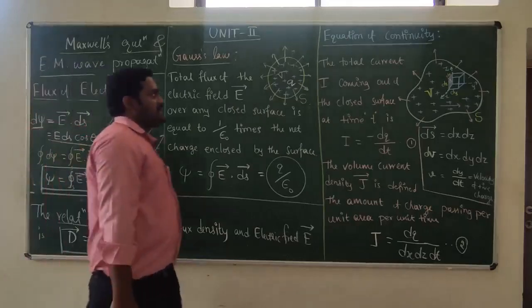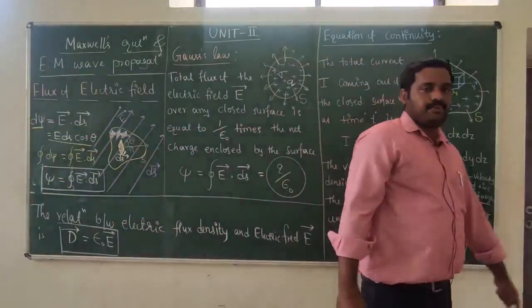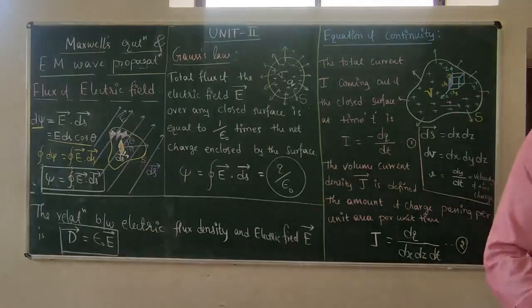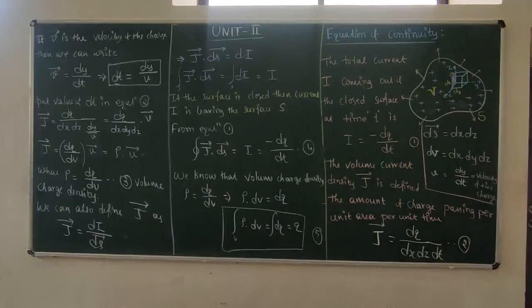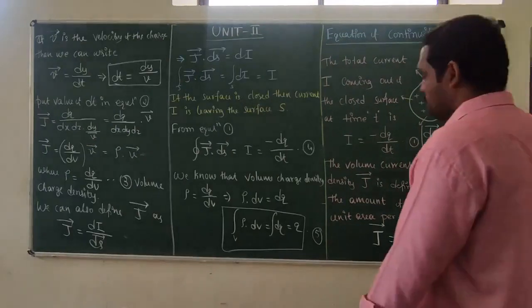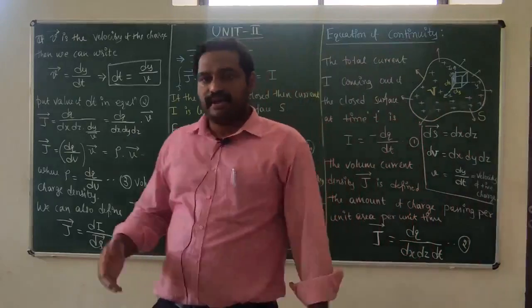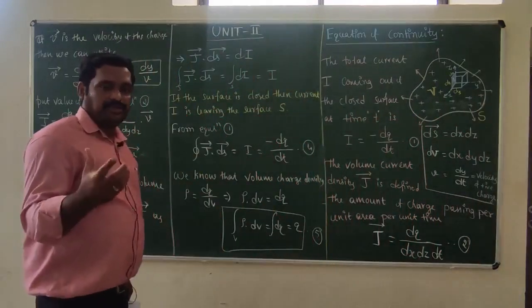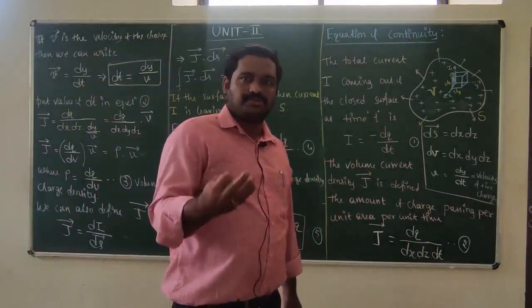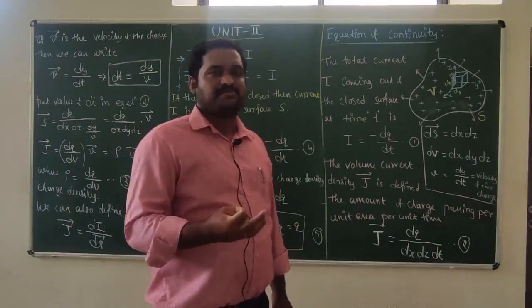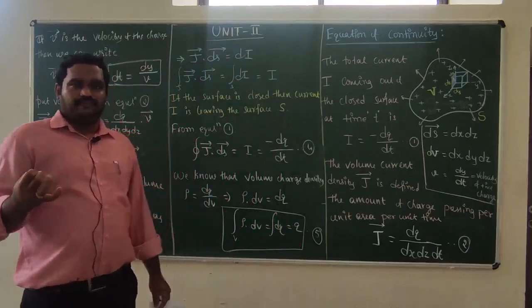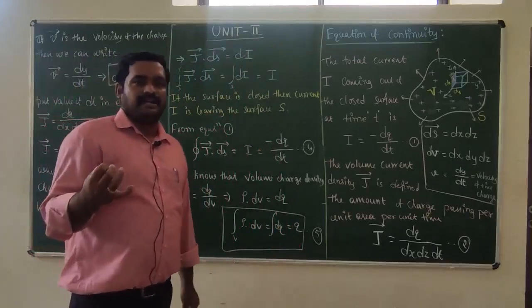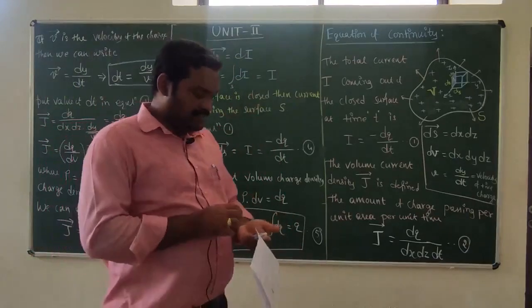Then we can start the first topic, the equation of continuity, or the continuity equation. It's also called the law of conservation of charge. We have already seen 3 important points: electric flux, the Gauss law statement and mathematical expression, and the relation between electric flux density and electric field. Now we will see what the equation of continuity is.